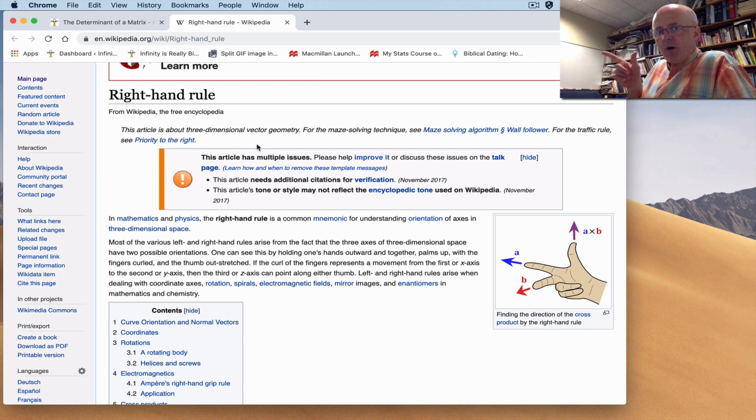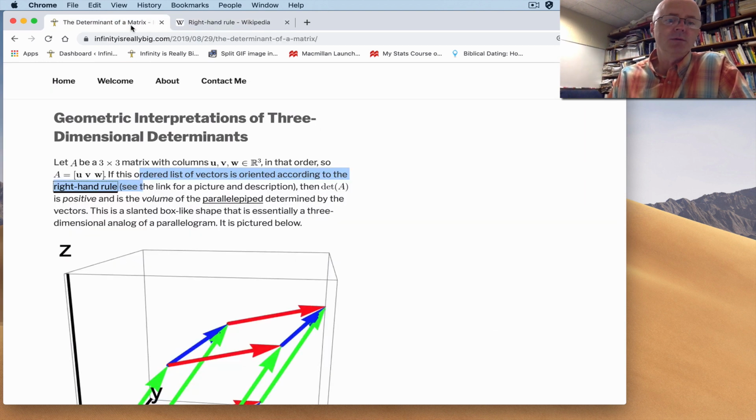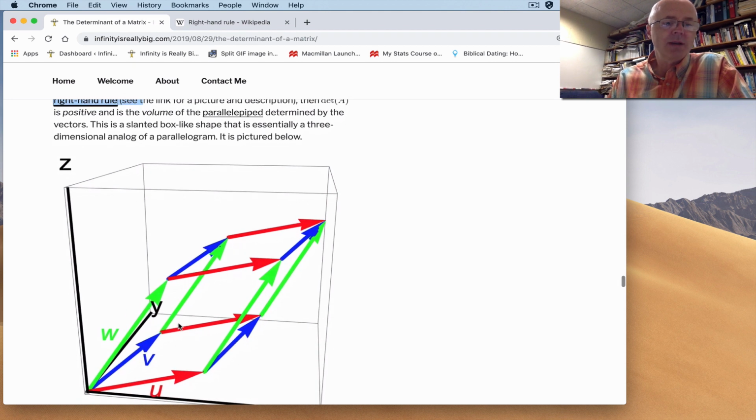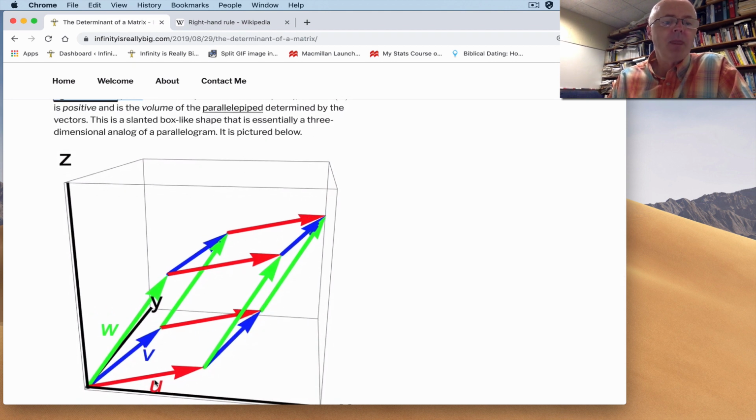u being where you're pointing with this finger, v being where you're pointing with this finger, and w being where you're pointing with your thumb. If the vectors are oriented to be able to follow that picture, then that satisfies something called the right-hand rule. And that's what I'm showing in this picture here. You sort of imagine this in 3 dimensions. u is, again, with your pointer finger, v with your third finger, and w with your thumb. Those do follow the right-hand rule.